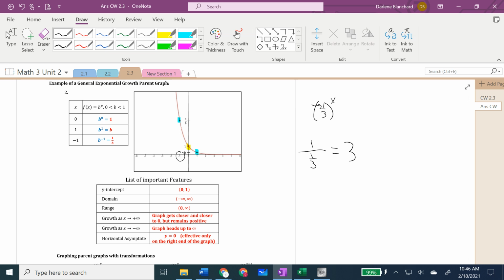And by the way, you thinking in this manner is prepping you for logarithms. If you think a negative exponent means reciprocal, that's going to help you out.